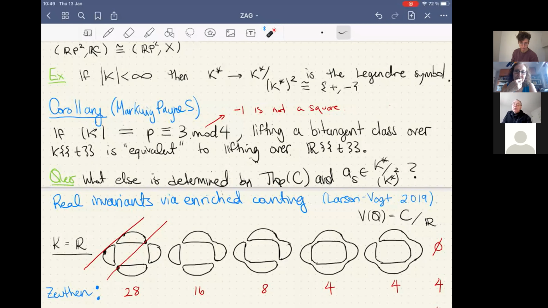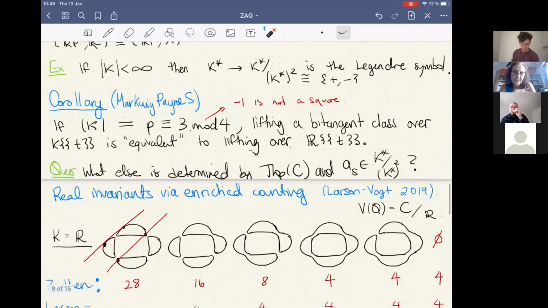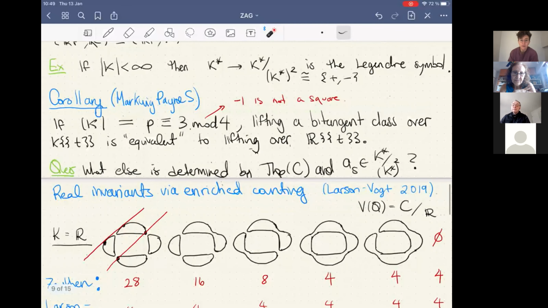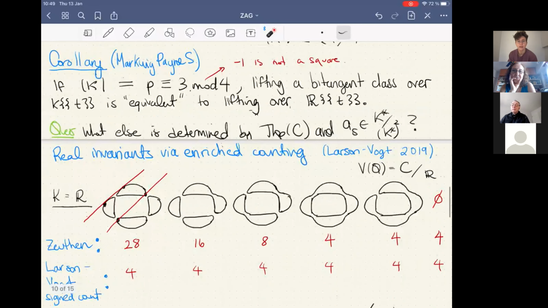So if we go back to K being the real numbers, remember that Zeuthen said that we knew that there are these different topological types, but he classified how many real bitangents there are in each case. And what Larson and Vogt come up with via this enriched counting, eventually, I haven't said what it is yet, is they determine that there's actually an invariant if you make a signed count of these bitangents.